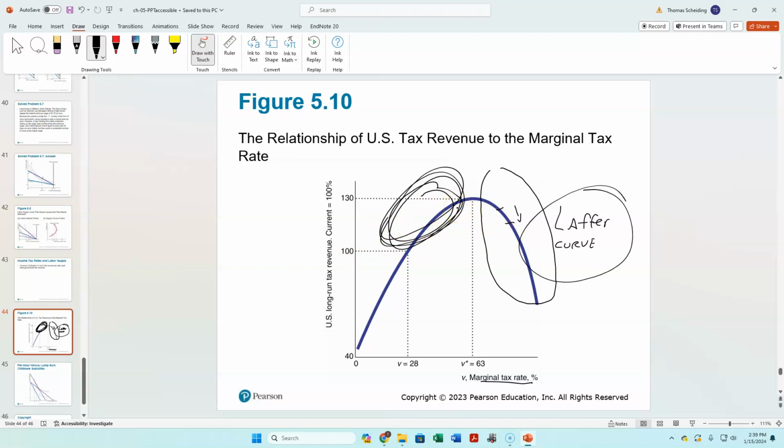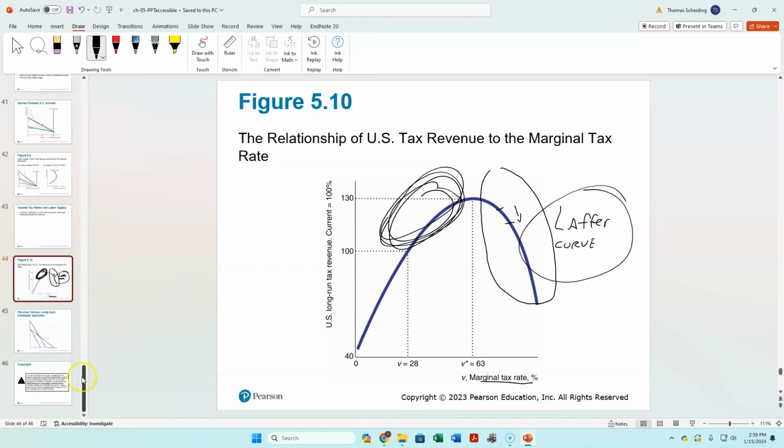But I guess the most recent example we had of this was during the Trump administration, when the marginal tax rates were reduced, tax revenue went down as well. Now, of course, there's one big qualifier that I should add to this. COVID also happened, where people were working less because they were unemployed.